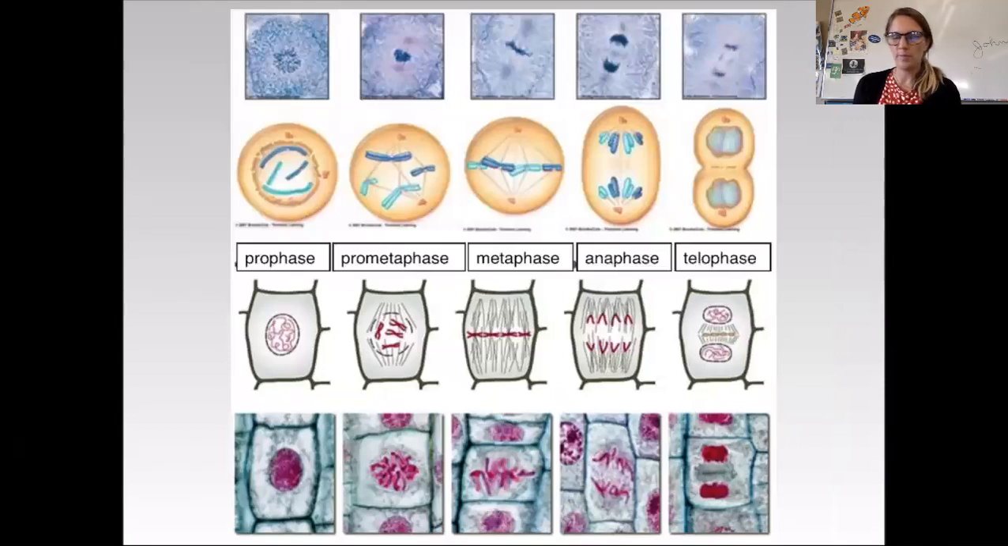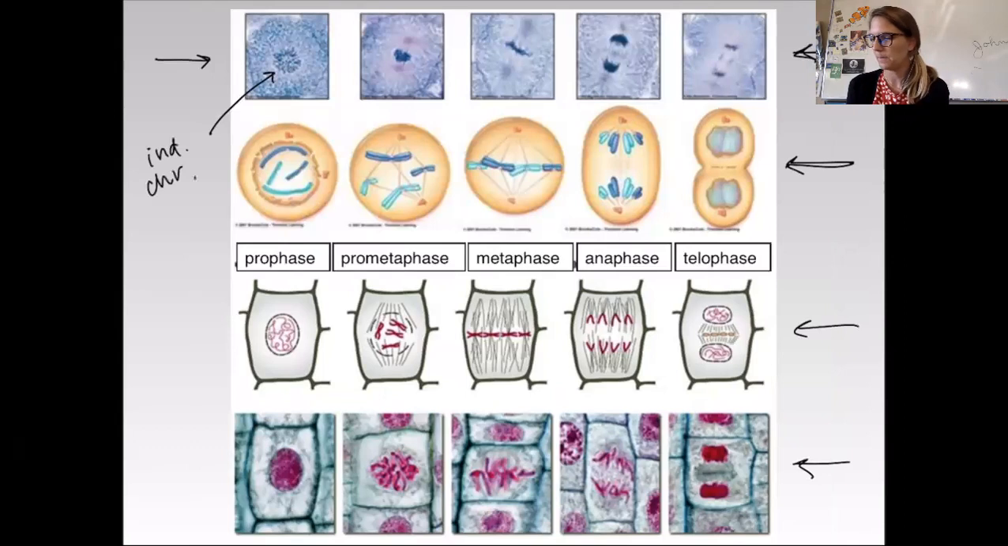So you should be able to recognize pictures under a microscope, what phase they are. You should be able to recognize drawings, what phase they are, in both animals and in plants. So again, in prophase, you are looking for the presence of individual chromosomes. You start to see those here.